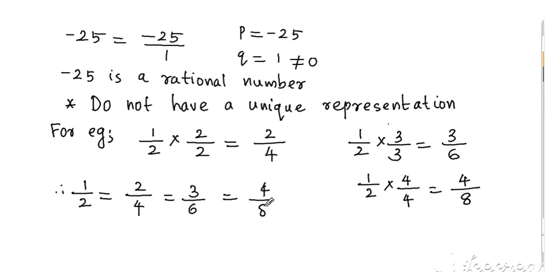So here you can see the rational numbers do not have a unique representation. Similarly, you can take any other number and you can verify the same. But when we say p by q, we assume that p and q have no common factors other than 1. That is, p and q are co-prime numbers. So among infinitely many fractions, we have to choose 1 by 2 to represent all of them.